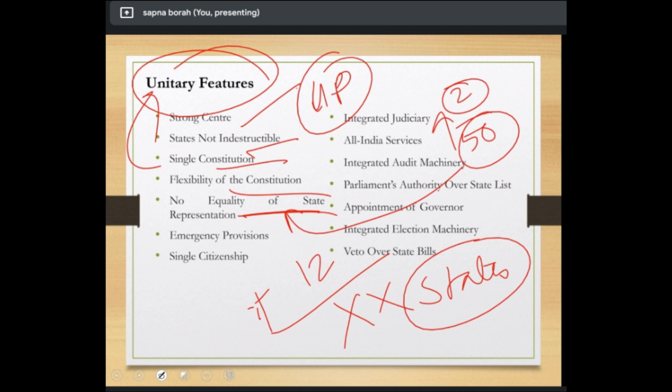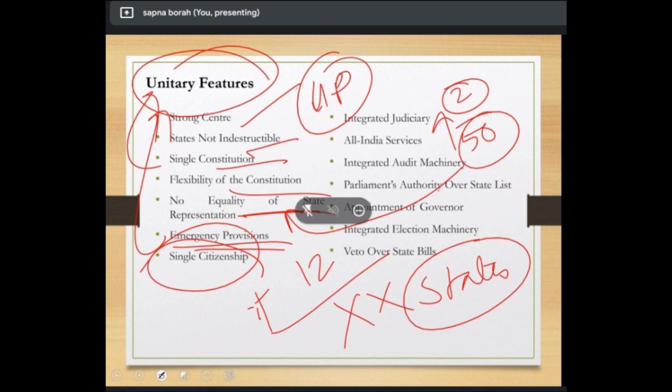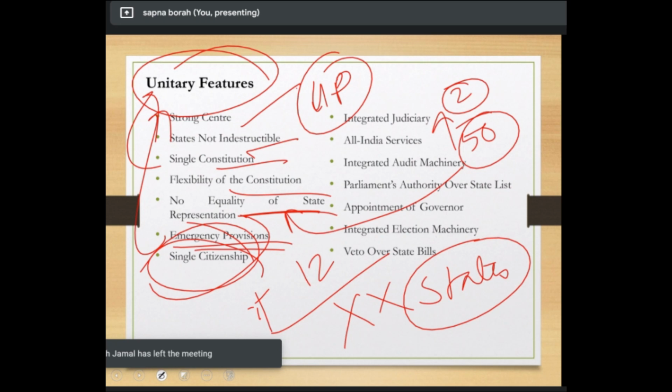Okay, emergency provisions, which we will do, you will see that in case of emergency the state loses its powers and the center becomes all strong. We have single citizenship, again a unitary feature. Suppose we reach Singapore, or someone goes to the US, how do we give our identity? I am an Indian. Okay, we don't tell them first that I am an Assamese, I am a Bihari, I am a Rajasthani. No, so that is single citizenship. Your identity is the country as a whole, an Indian as a whole.